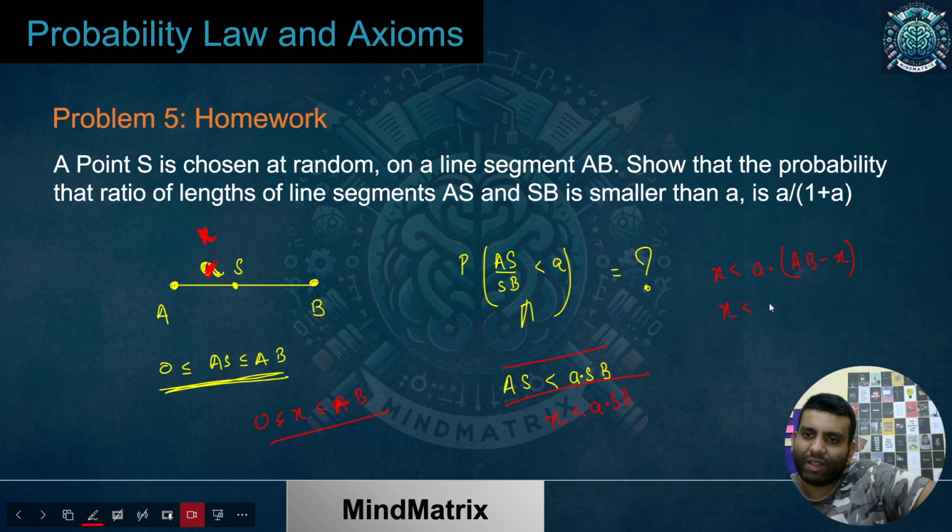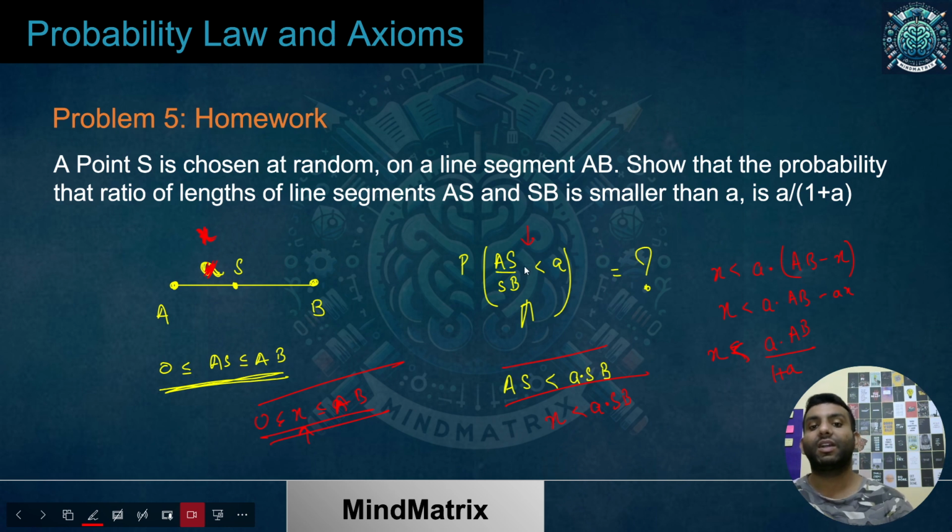What do I get? X is less than A times AB minus AX, and X I will get as A times AB upon 1 plus A. Just think about this. You get this over here, and then it is 1 plus A times X, and this thing, basically less than that. So now you're getting a different range for this condition. If there is no condition, then this is the range X can have, which is AS.